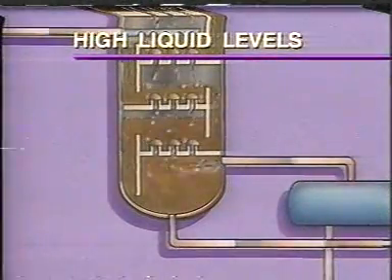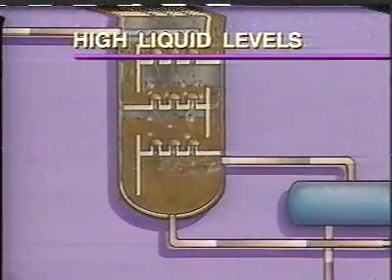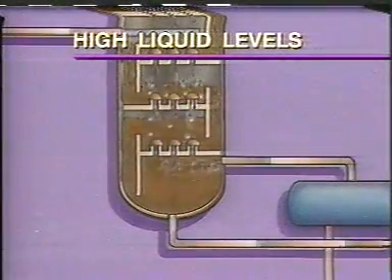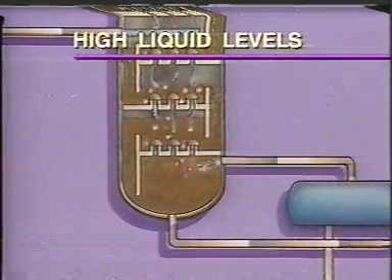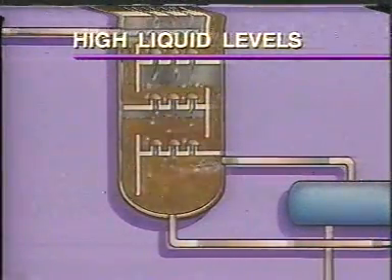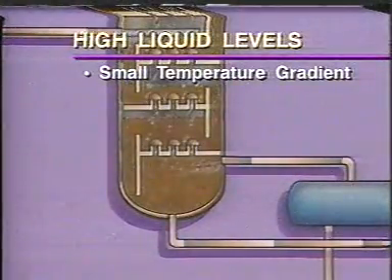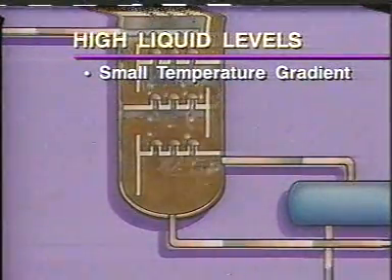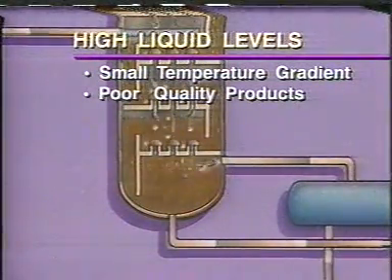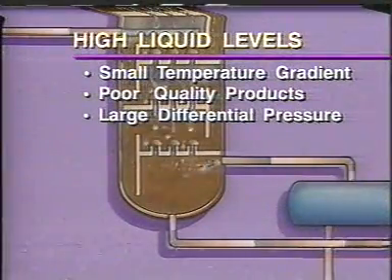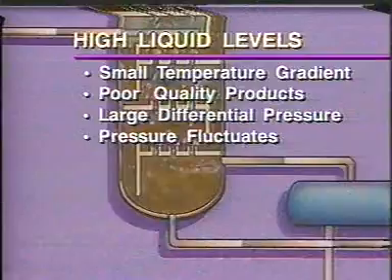High liquid levels sometimes occur in the bottom of a distillation column because too much liquid is entering the tower or not enough bottom product is being removed. A tower with a high liquid level exhibits the same characteristics as a tower with flooded trays. There is very little temperature gradient from tray to tray. Fractionating efficiency decreases. Differential pressure is larger than normal, and pressure throughout the column fluctuates.